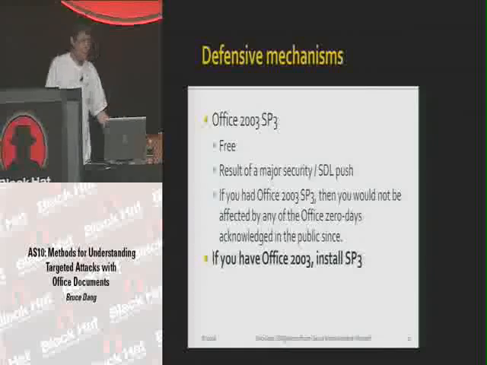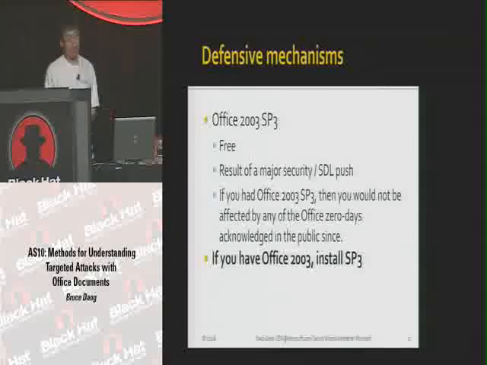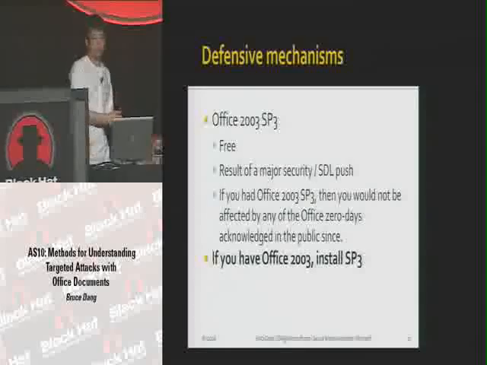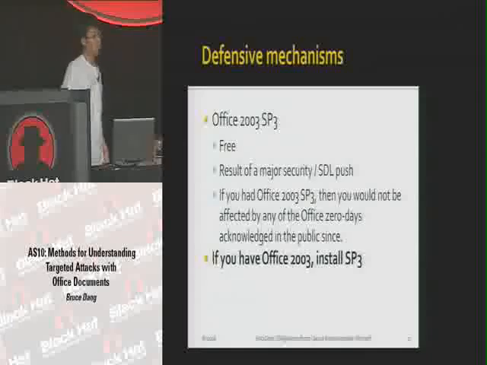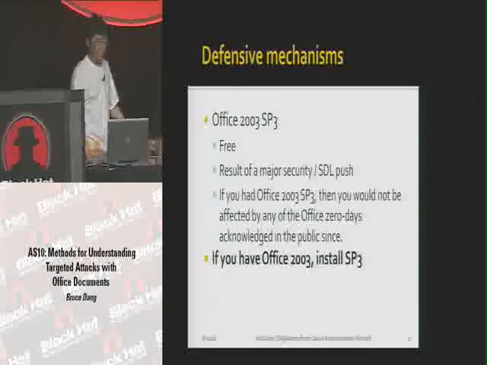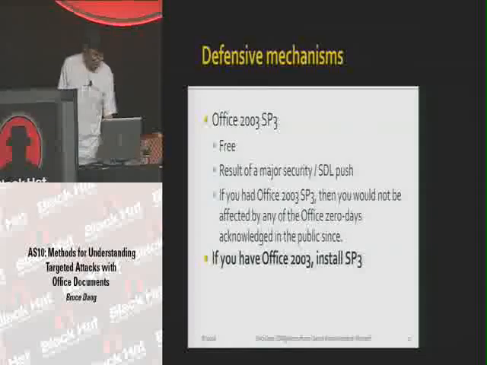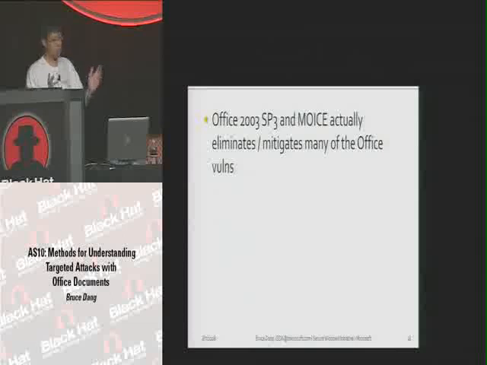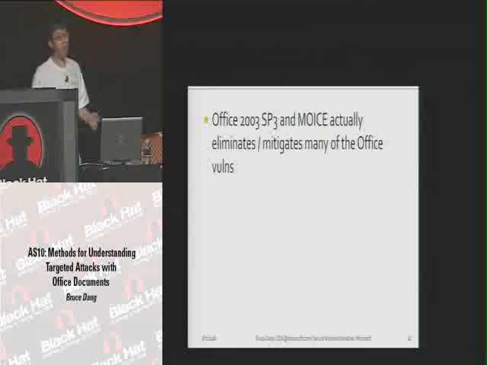The other one is if you have Office 2003 SP3. Office 2003 SP3 is actually the result of major security pushes and an application BSDL. So we fixed a lot of bugs there. An interesting fact is that if you had Office 2003 SP3, then you would not be affected by any of the Office attacks that we've acknowledged in the public. So if you don't get anything else out of this talk, go home and install Office 2003 SP3, and you'll be safe. If you combine Office 2003 SP3 and MOICE, you get double the protection. Having both of them mitigates or eliminates a lot of the Office vulnerabilities.